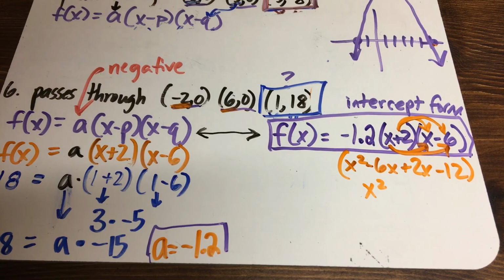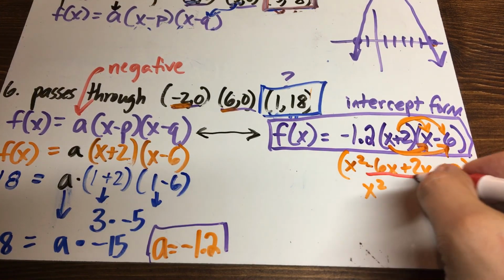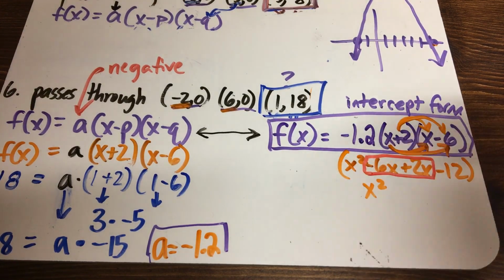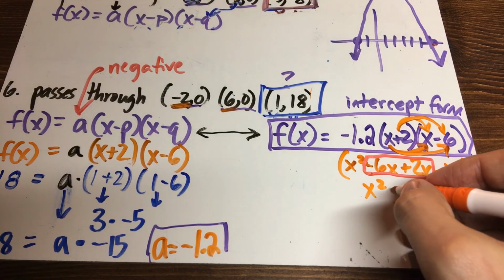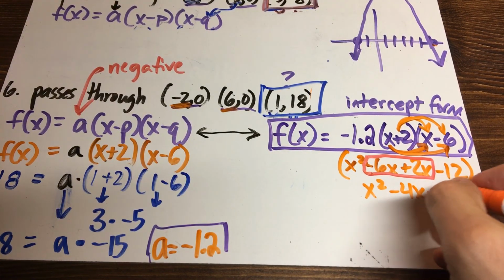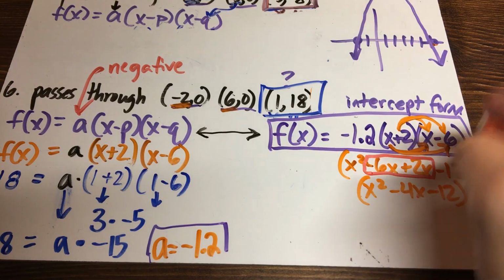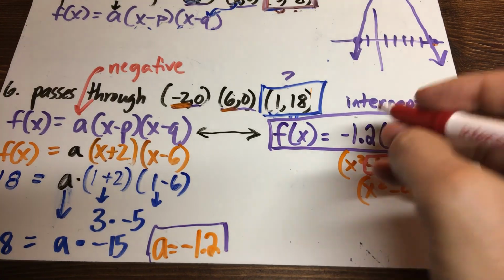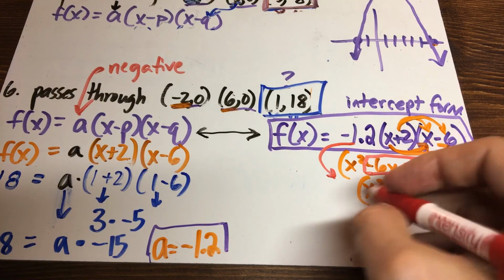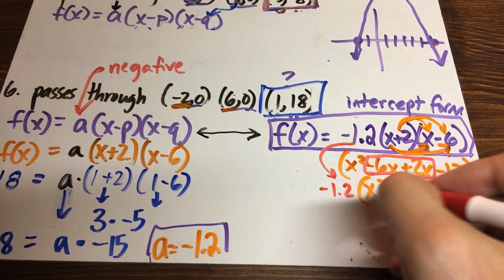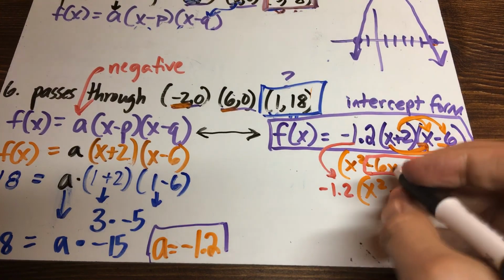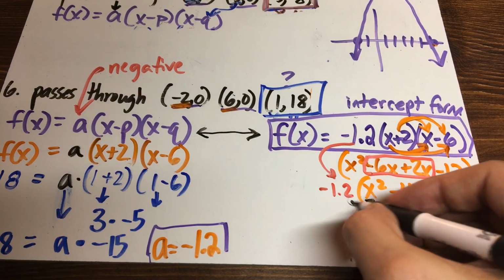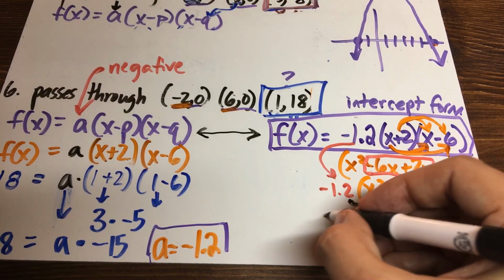And then these two right here, remember your O and your I, your two in the middle, are always combinable. -6x plus 2x. -6 plus 2 is -4x. And then -12. I would love to say I'm done right here, but wait a second. Remember this silly thing, this -1.2? Now what I really need to do is take -1.2 and multiply it using the distributive property, right?